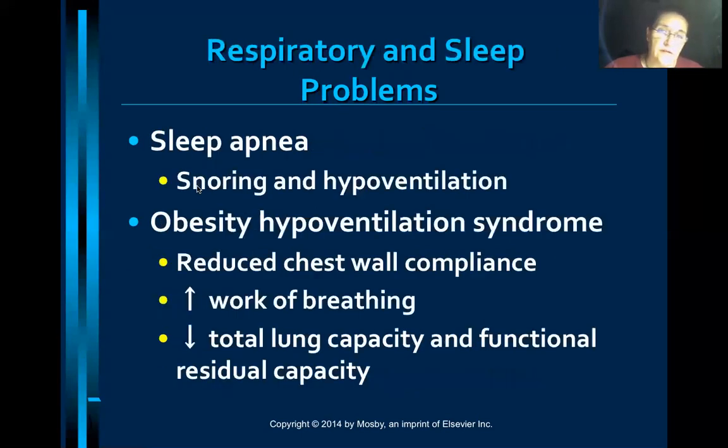Sleep apnea, snoring and hypoventilation come with obesity. It also reduces the chest wall compliance, increases the work of breathing, and decreases the total lung capacity and functional residual capacity.